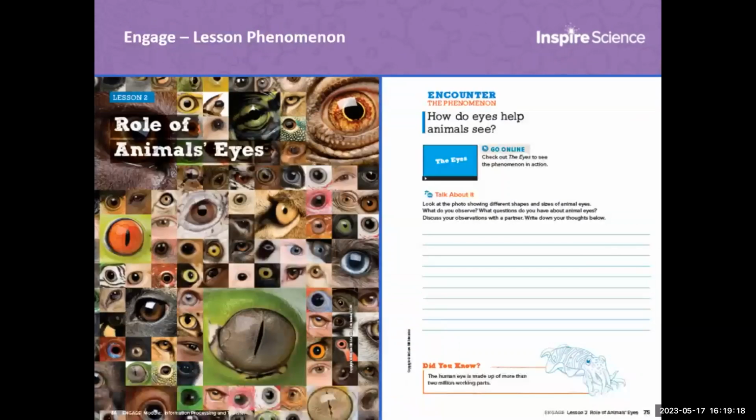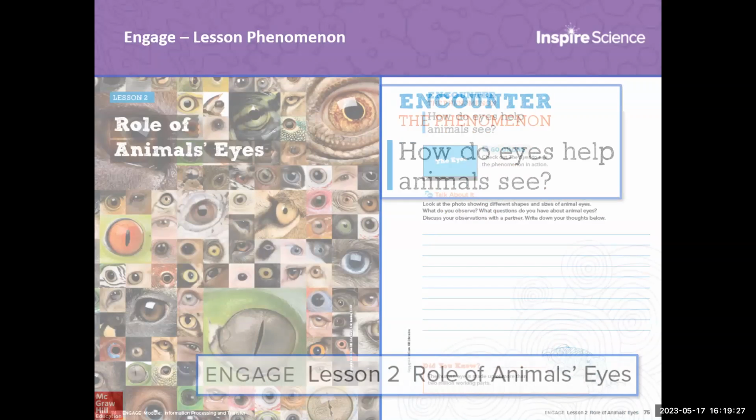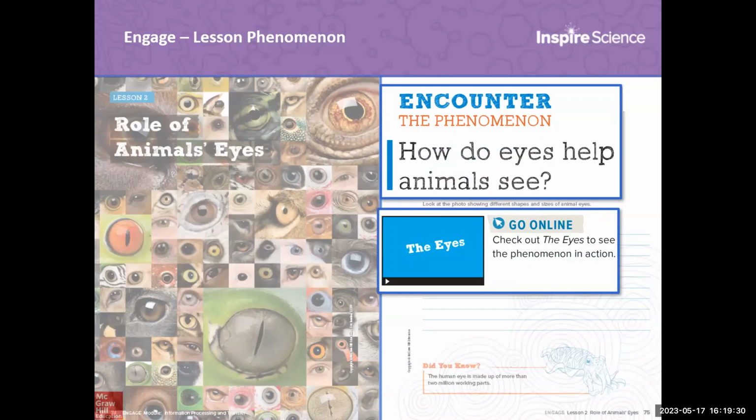From there, we go into a lesson. So we're at the module level, and we saw those dolphins. We had some experiences like the probe, and now we're at the lesson level. And the question is, how do eyes help animals see? And it says, check out the eyes to see this phenomenon in action.